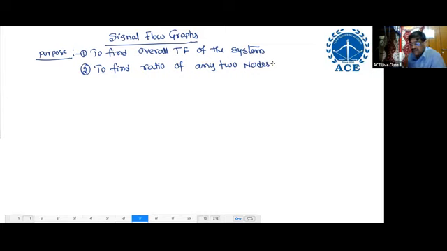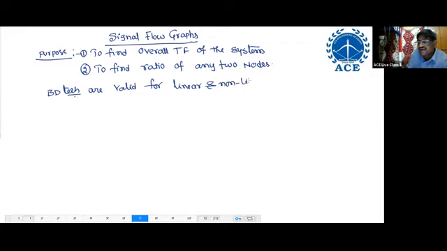Block diagram techniques are valid for linear and non-linear systems. Signal flow graph techniques are valid for only linear systems. Non-linear block diagrams are different, and are not in the syllabus, but the techniques are valid. In a non-linear block diagram, switches will be there in the block diagrams.